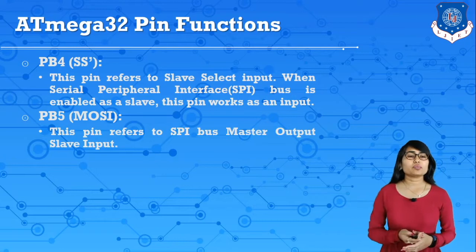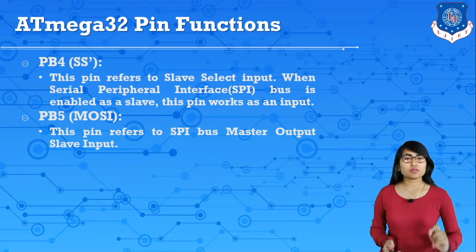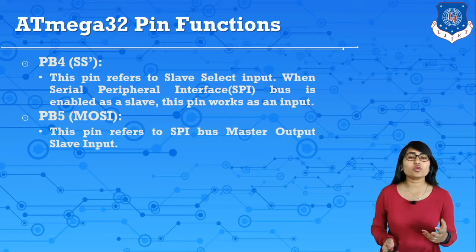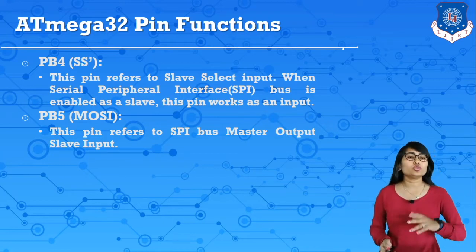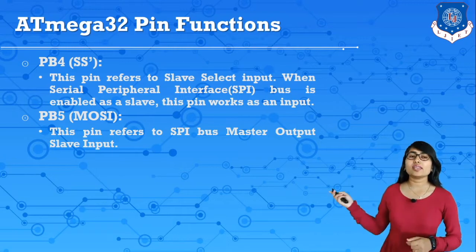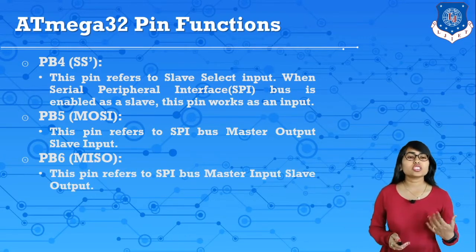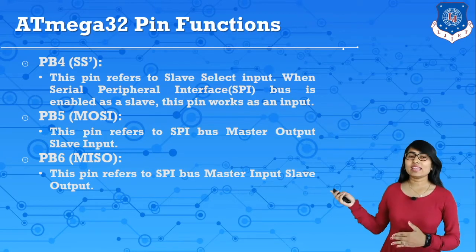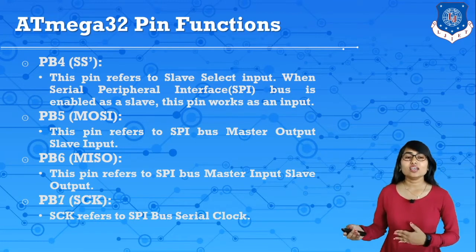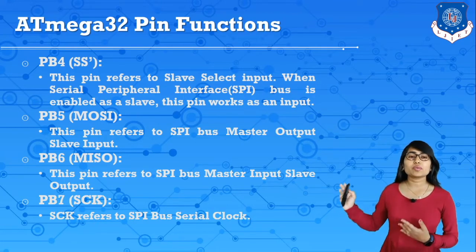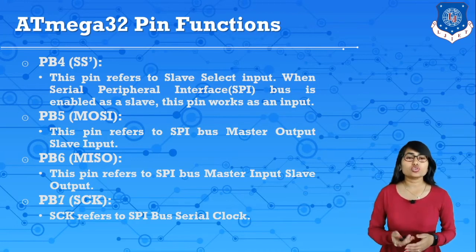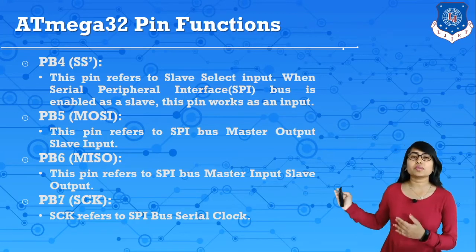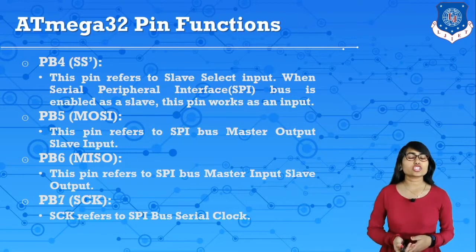Then next PB5, MOSI. This pin refers to the SPI bus master output slave input. Whenever we want to use master output slave input, this pin can be used. Then PB6, MISO. This pin refers to the SPI bus master input slave output. And last, PB7 is for SCK, that means the SPI clock. Whenever the SPI is used and we want to apply a clock, this pin can be used. So these are all the functions of port B.